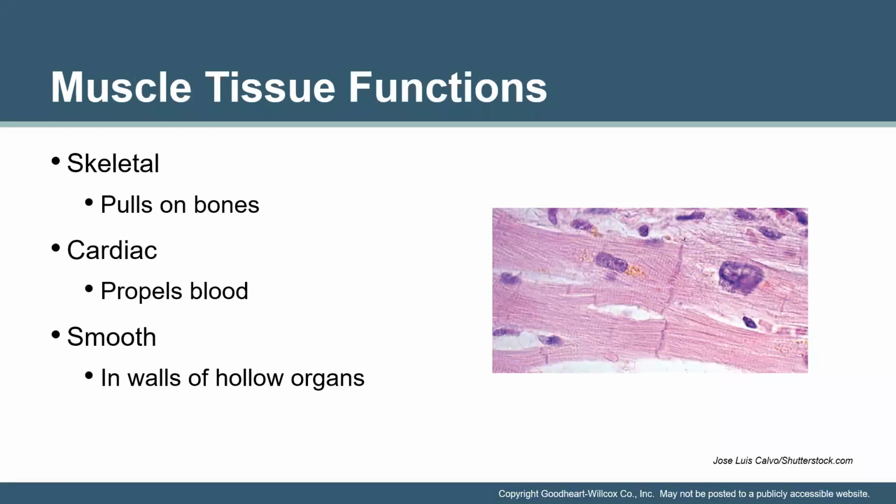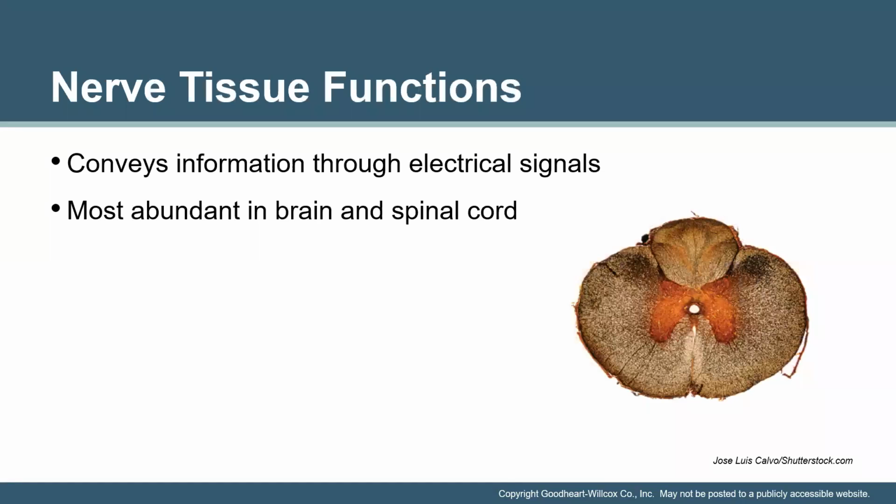Within muscle tissue functions, there are 3 types of muscle tissue: skeletal, cardiac, and smooth. Skeletal muscle will tend to pull on bones. Cardiac muscle will pump blood, and then smooth muscle will be within the walls of hollow organs like the stomach and the bladder and the vessels.